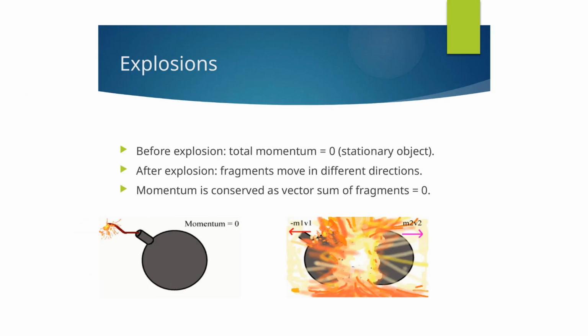What about explosions? Before the explosion, the object is stationary, so momentum is zero. After the explosion, fragments fly off in different directions, but their combined momentum still adds up to zero. No momentum is created. It's just redistributed to keep the total the same.